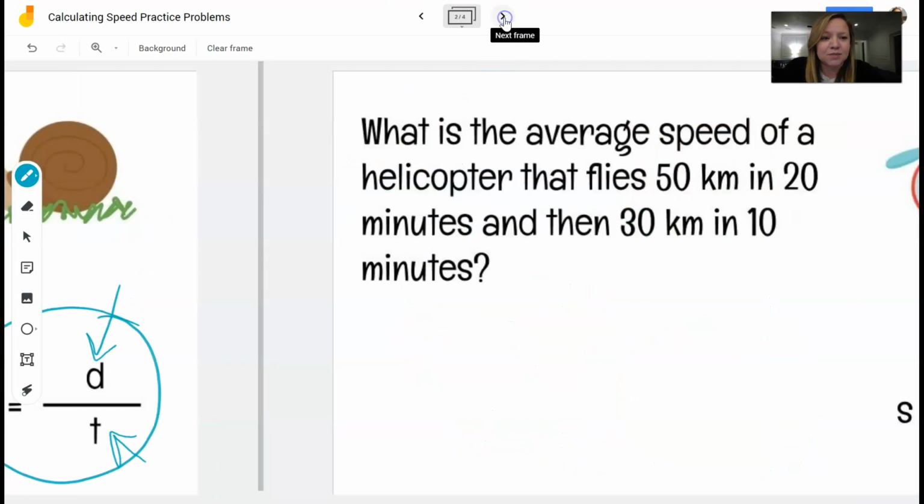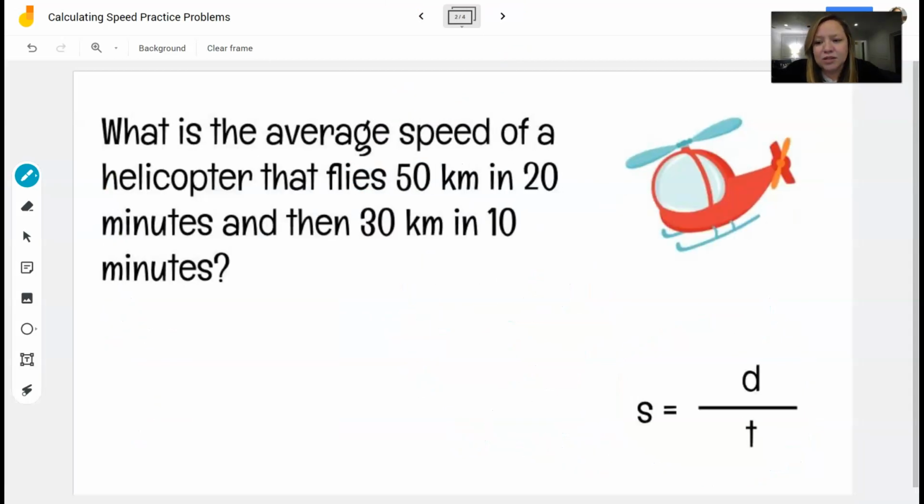All right, our next practice problem, let's look at that. So this question says, what is the average speed of a helicopter that flies 50 kilometers in 20 minutes and then another 30 kilometers in 10 minutes? So I actually have two distances here and two times. I could find instantaneous speed. I could find the speed at each of these given points in time, but the problem is asking me for average speed. So I'm going to find the total distance traveled over the total time. It's the same formula, but we have to do a little bit extra here, okay?